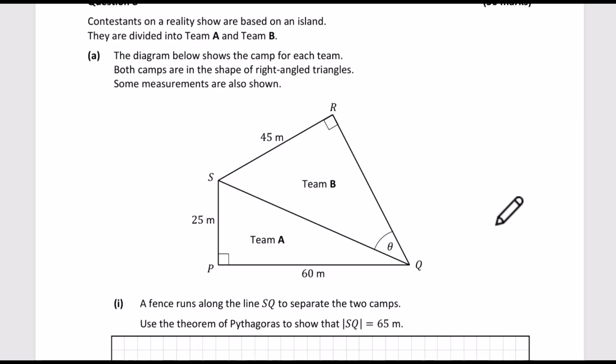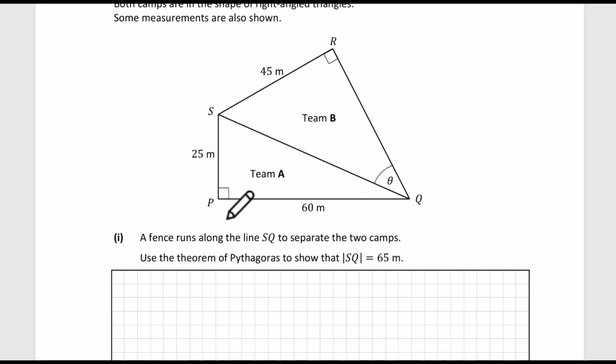Some measurements are shown. So here we have Team A, here we have Team B. 60 meters, 25 meters, 45 meters here. A fence runs along the side SQ, so along here, to separate the two camps. Use Pythagoras' theorem to show that SQ is 65.